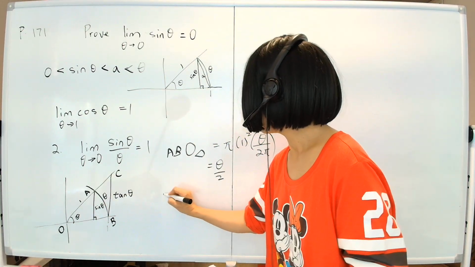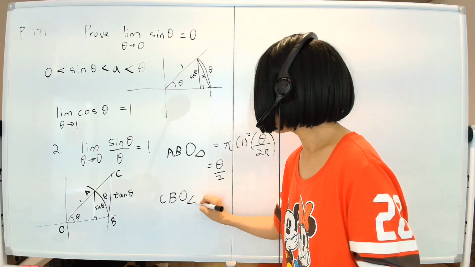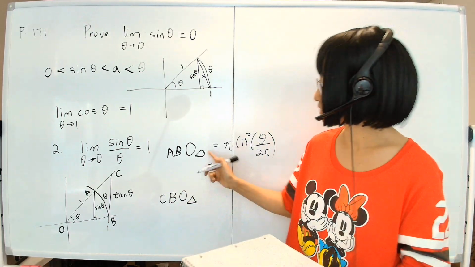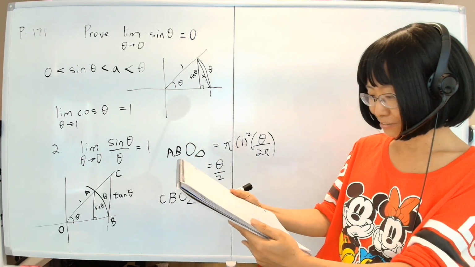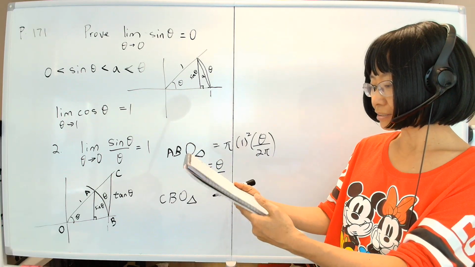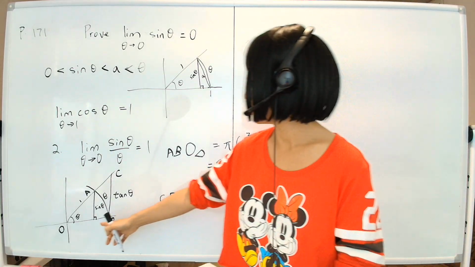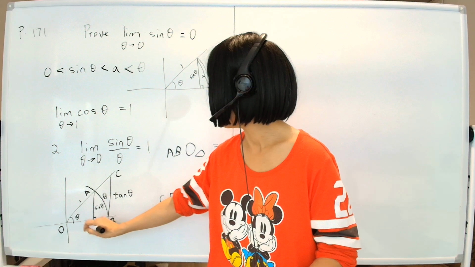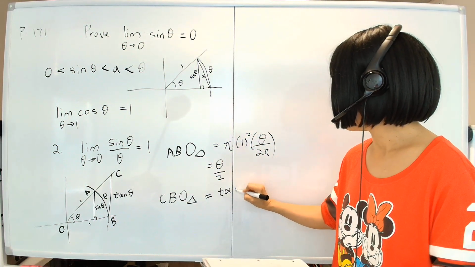And then the area of the entire triangle, that would be CBO. You see the difference between that and that? That should be clear now. So the area of triangle CBO is equal to base times height over 2. The base is 1, and the height is tangent theta.